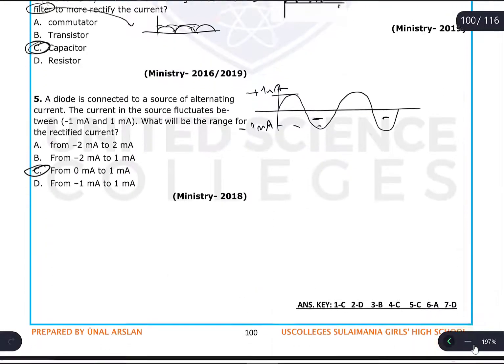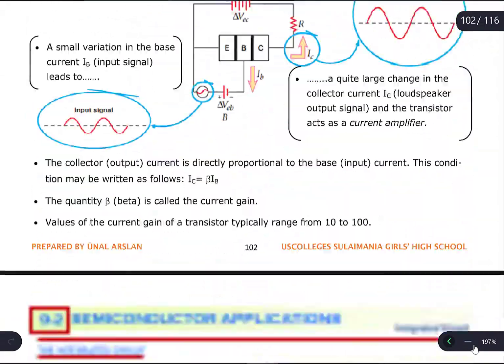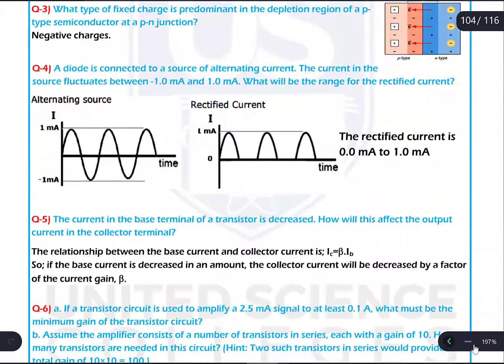This is all about the PN junctions. Now let's continue with the questions about transistors.